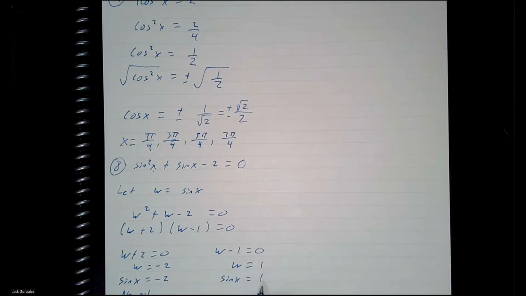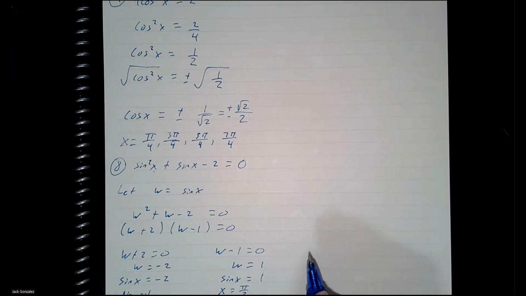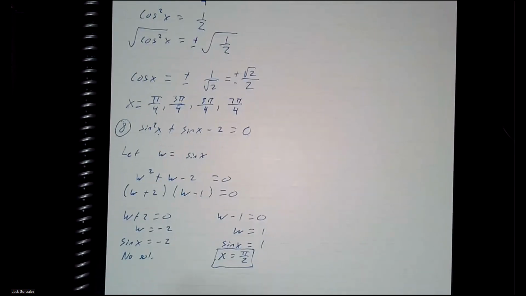Sine x equals 1 will happen at only one spot. It's going to happen at pi/2. That's it. That's one spot. So x equals pi/2 based on your unit circle. So only one spot, only one solution. Okay, so that's 7 and 8.